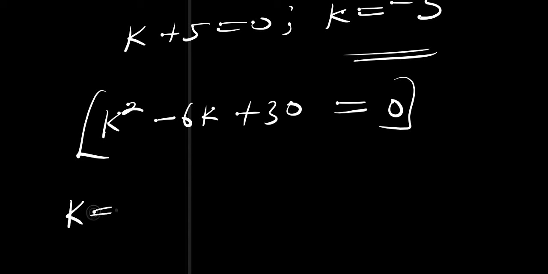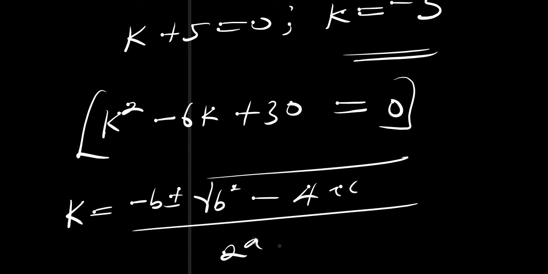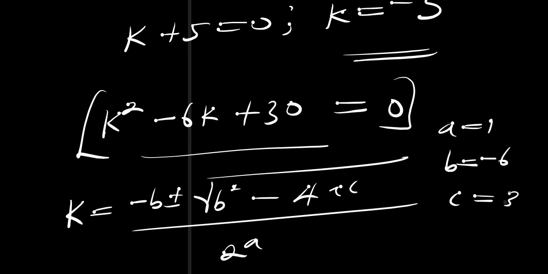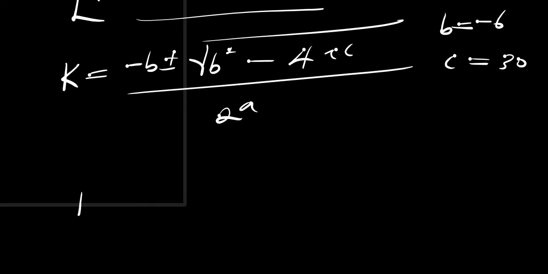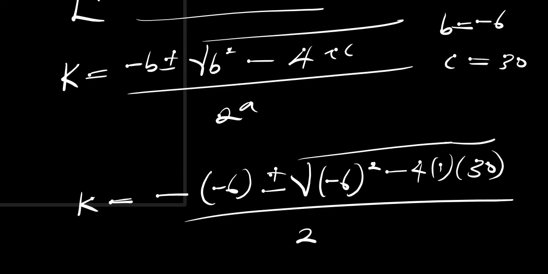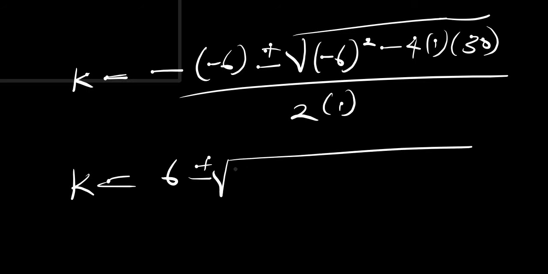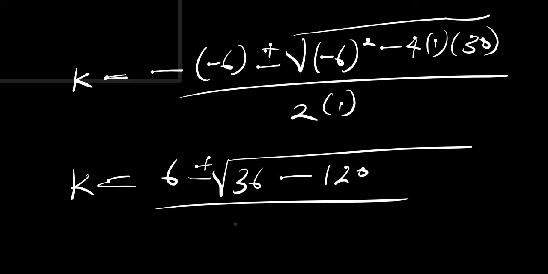Now we have k equals negative b plus or minus the square root of b squared minus 4ac, divided by 2 times a. And from here, we have a equals 1, b equals negative 6, c equals 30. So we have k equals negative b, negative times negative 6, plus or minus square root of negative 6 squared minus 4 times 1 times 30, divided by 2 times 1. So we have k equals negative times negative 6. We are going to have 6 plus or minus square root of negative, this is 36, minus 4 times 30, that is 120, divided by 2.